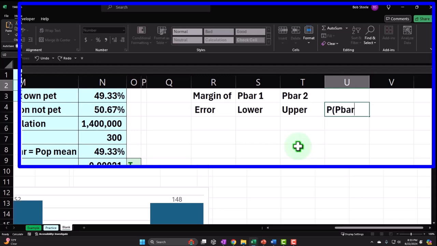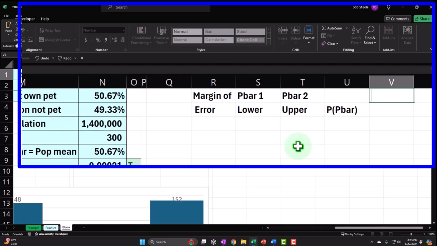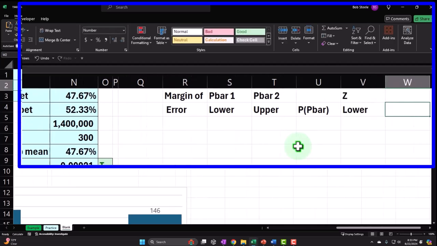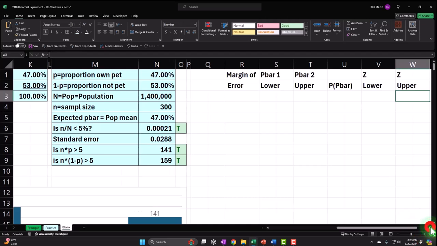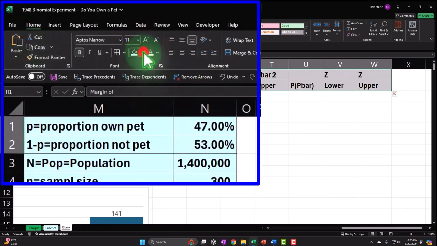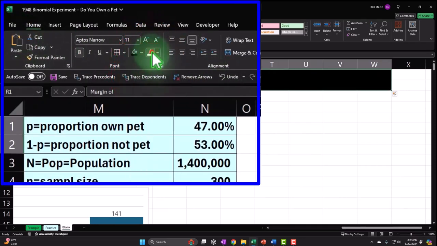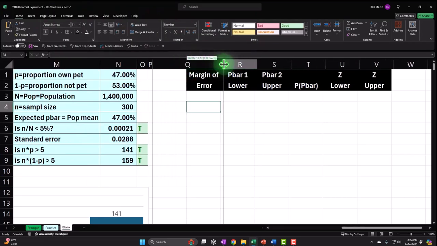And then I'll also think of it in terms of the Z, which will be the lower, and then the Z, which is the upper. So that's going to be our headers. This will make more sense once we start to fill this in. Let's select this, home tab, font group, black, white, center it. All right, I'm going to make a larger Q column.